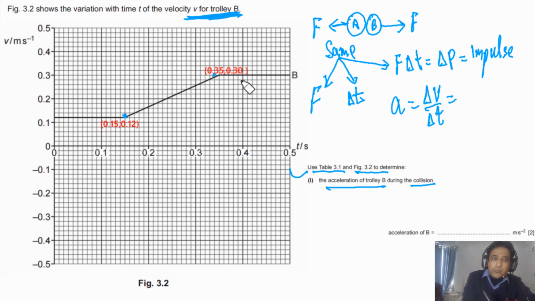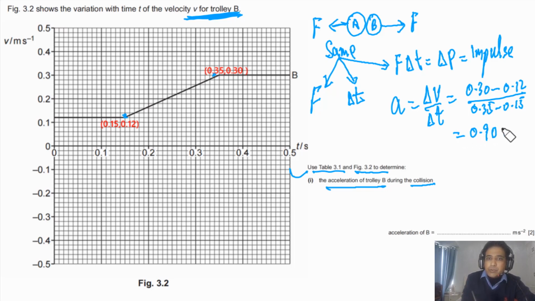So we have the value of y here, that is 0.30 minus 0.12 divided by 0.35 minus 0.15. If we solve this one, we will get 0.90 meters per second. So this is our answer. This is the acceleration of trolley B. But is the acceleration of trolley A also the same or not?